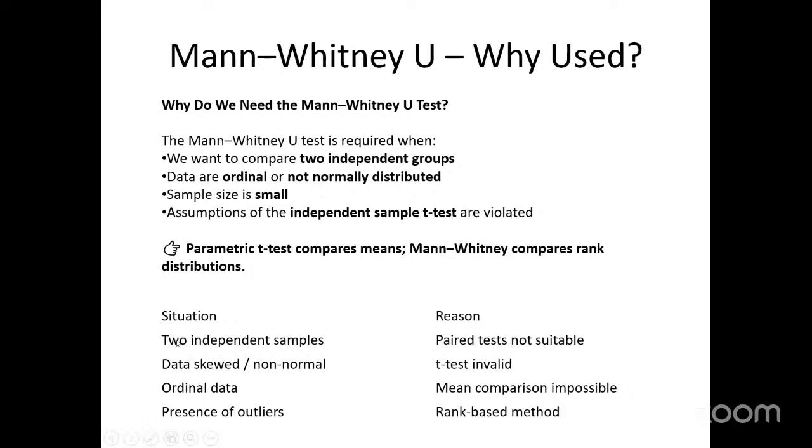So what is the situation? We have two independent samples, and the t-test is not suitable because the assumptions are violated. The data is skewed or not normal. With ordinal data, mean comparison is not possible. In the t-test, we were comparing the mean or the mean difference, but here the data is ordinal, so we are not talking about mean comparison. Also, in the t-test we were not able to deal with outliers, but in a non-parametric test, we can deal with data where outliers are present.